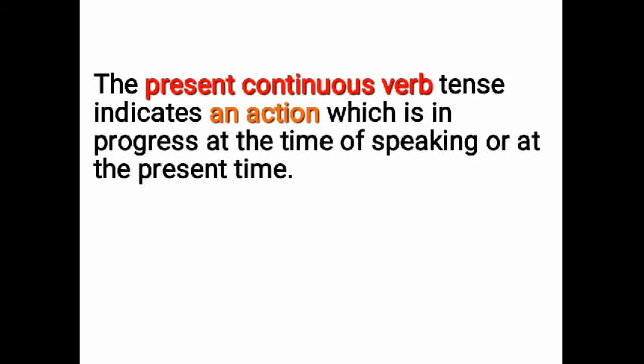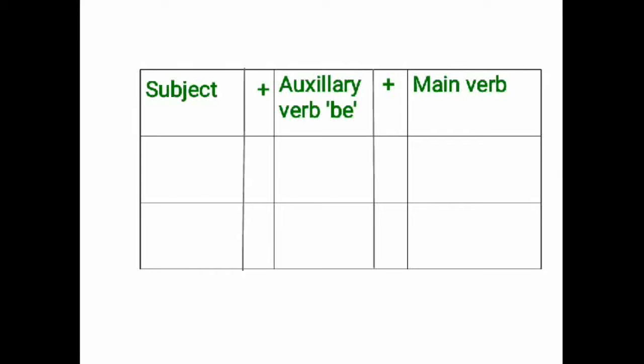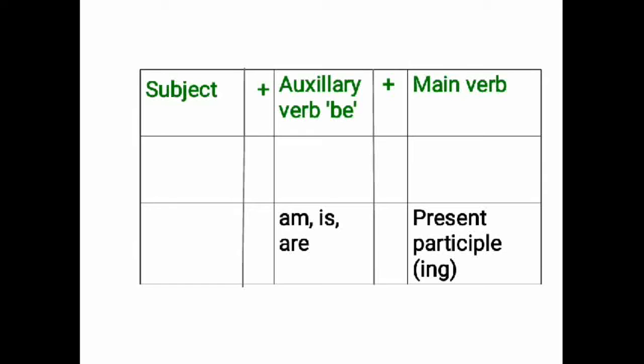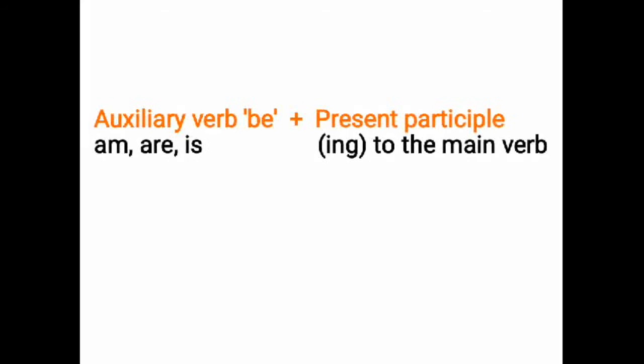The structure of present continuous tense is subject plus auxiliary verb be plus main verb. In auxiliary verb be you have the words am, is, are, and in main verb you have present participle ing. The formula of present continuous tense is auxiliary verb be, am, are, is, plus present participle ing to the main verb. You have to follow the rules of present continuous tense by adding ing to the main verb. There are other rules of present continuous tense that you have to follow.